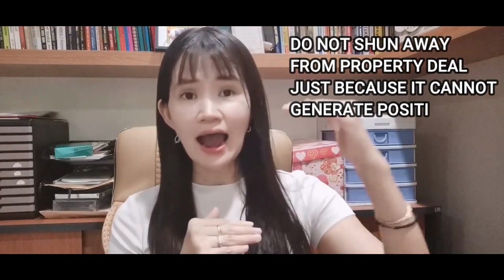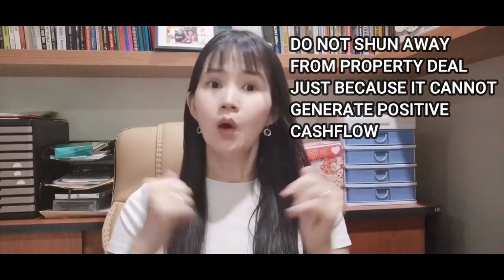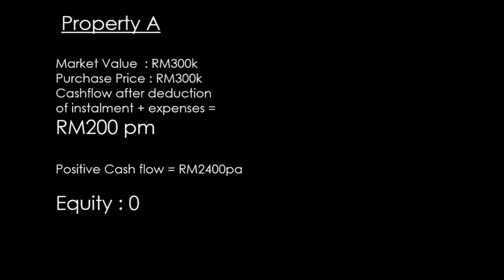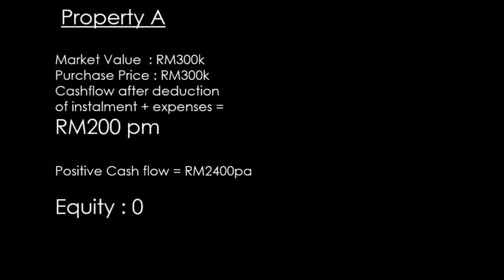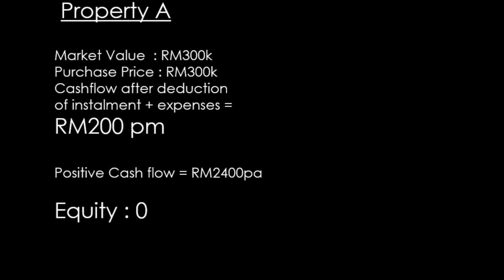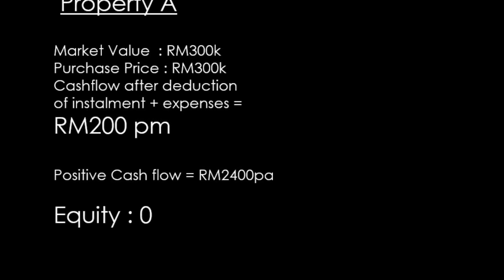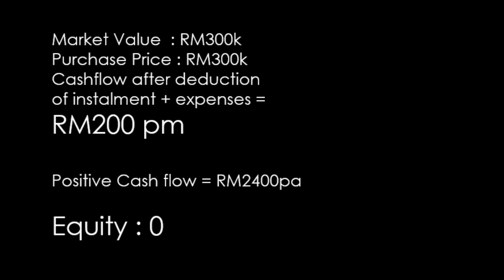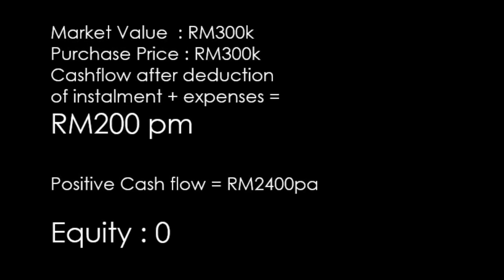Do not shun away from properties that can barely help you to cover your monthly installment, but if it can give you a high equity, I would say it's a good bet. Why do I say that? If you look at this calculation over here, today if you were to get a property A at, let's say, 300,000, but this property A you are buying at fair market value, and let's say it's able to give you positive monthly income of 200, you will have a positive yearly income of about 2,004. Am I right?